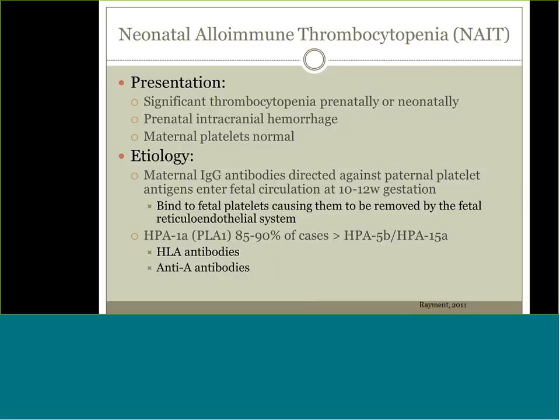And the etiology, when you can pin it down, is a maternal IgG antibody directed against paternal platelet antigens. And those may or may not enter fetal circulation sometime between 10 and 12 weeks gestation. They bind to the fetal platelets, causing them to be removed by the fetal reticuloendothelial system. And if you are going to find an antiplatelet antibody in the Caucasian population, the majority are going to be HPA1.